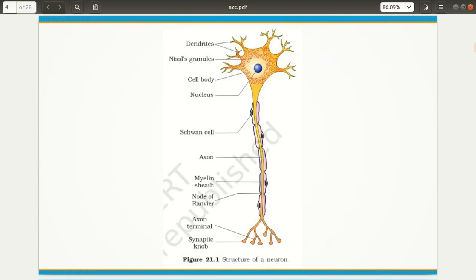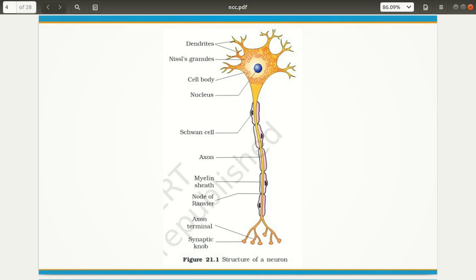You can look at this diagram, the structure of a multipolar neuron. It has a large number of dendrites and a single axon. You can see that it has neuroplasm and neurilemma. The cell wall of the nerve cell we call neurilemma, and the cytoplasm of the nerve cell we call neuroplasm. The nucleus is prominent, and you have a large number of granules distributed within the cyton, that is, the cellular part of the neuron. These are called Nissl's granules or chromatophilic substance.